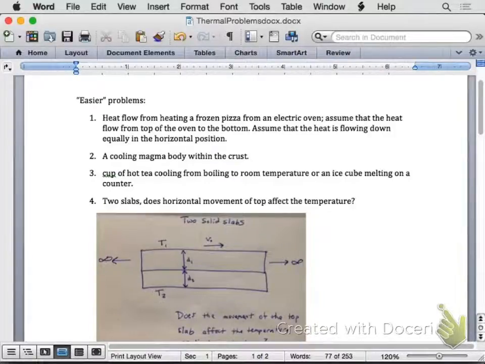Question, is it the friction that's causing the heat in the slabs? I think we're not there yet. We're going to talk about that stuff. Gotcha.